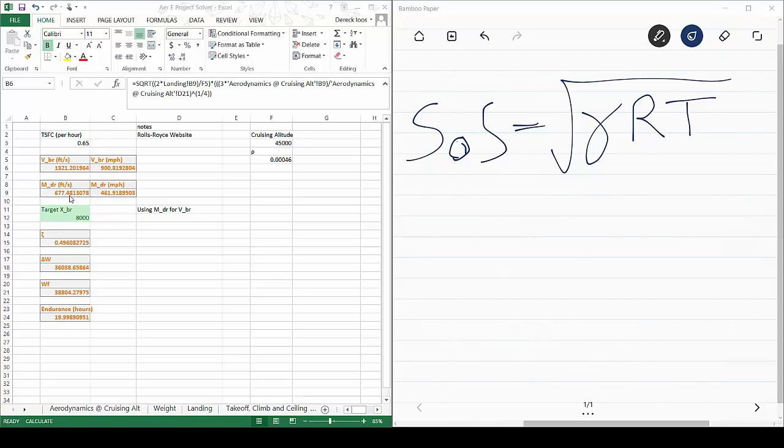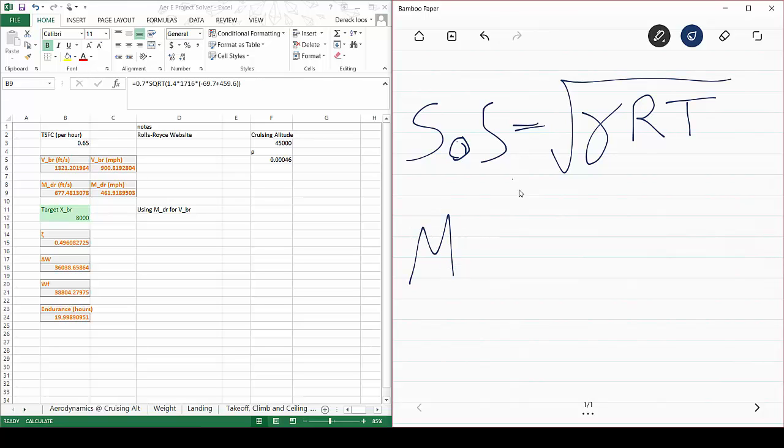And again, if you just look at the equation right here, we have 0.7, which is our 70% of our Mach value, times the square root of gamma, which is equal to 1.4, times R, which is equal to 1716, times my temperature, which is negative 69.7 plus our constant value of 459.6. So again, simply written out, our MDR value can be written as 0.7 times speed of sound.